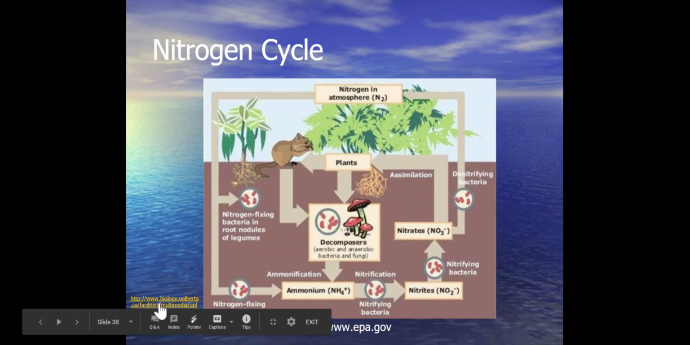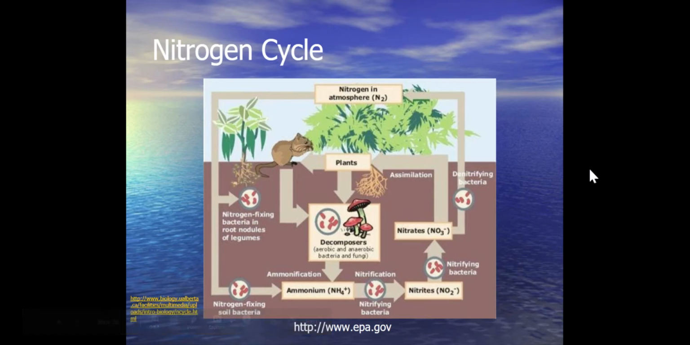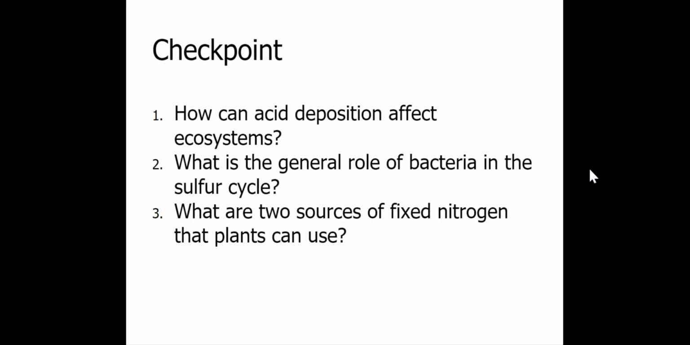Video here explains it really well. Definitely look at that one to get a better explanation. Here's your first checkpoint. How can acid deposition affect ecosystems? What is the general role of bacteria in the sulfur cycle? And what are two sources of fixed nitrogen that plants can use?